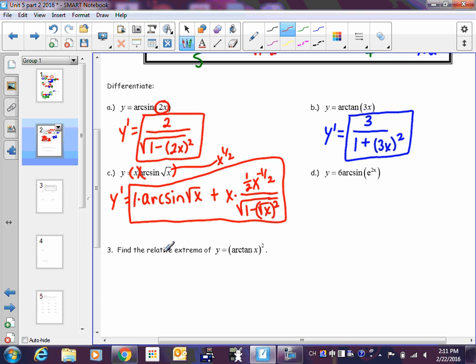So then we look at D. Do I have to use product rule for D? No. Could I use product rule for D? Yes. Why do I not have to, though? 6 is just a number. It's not 6x. It's just 6. So when I take the derivative, I can just do 6 times. And again, this is arc sine.